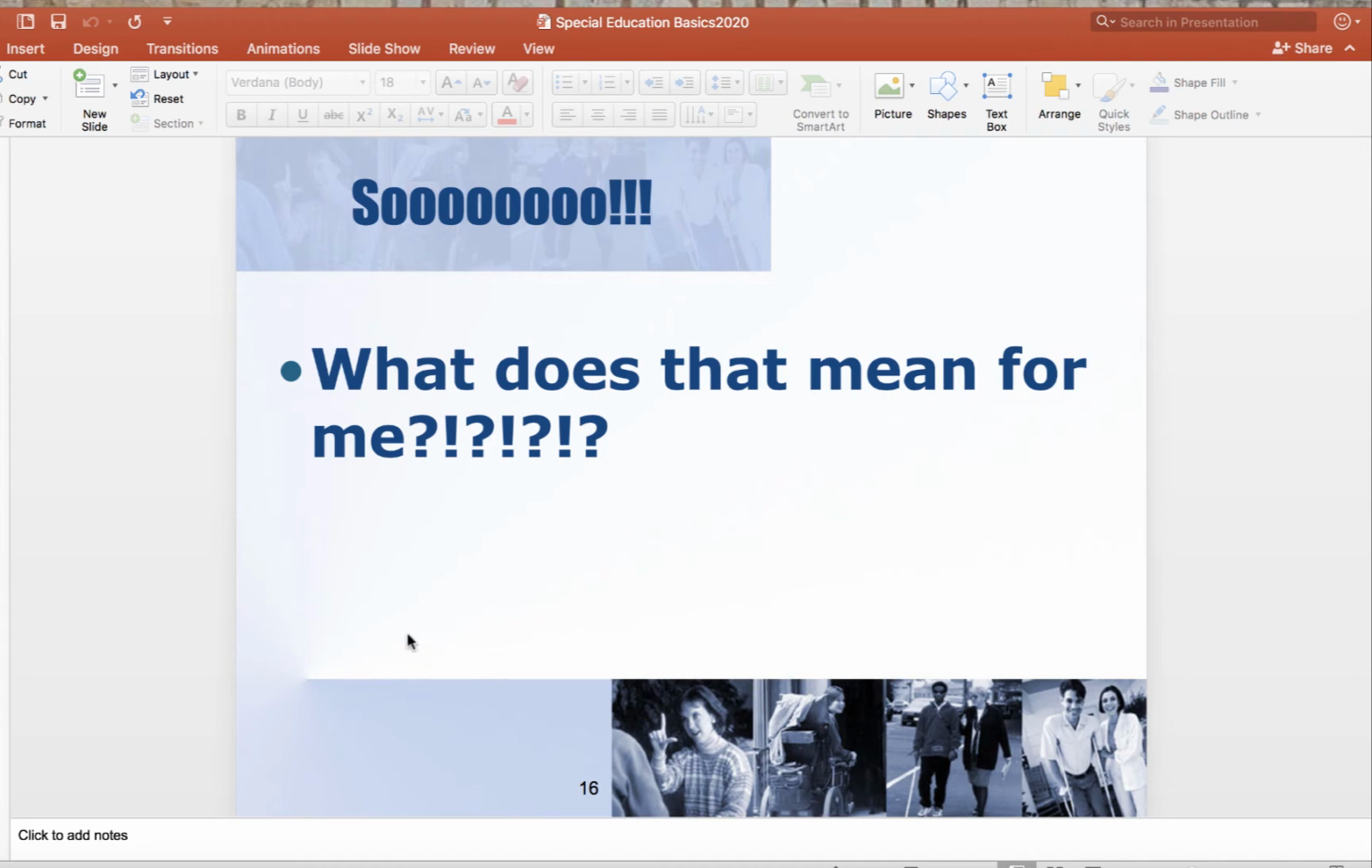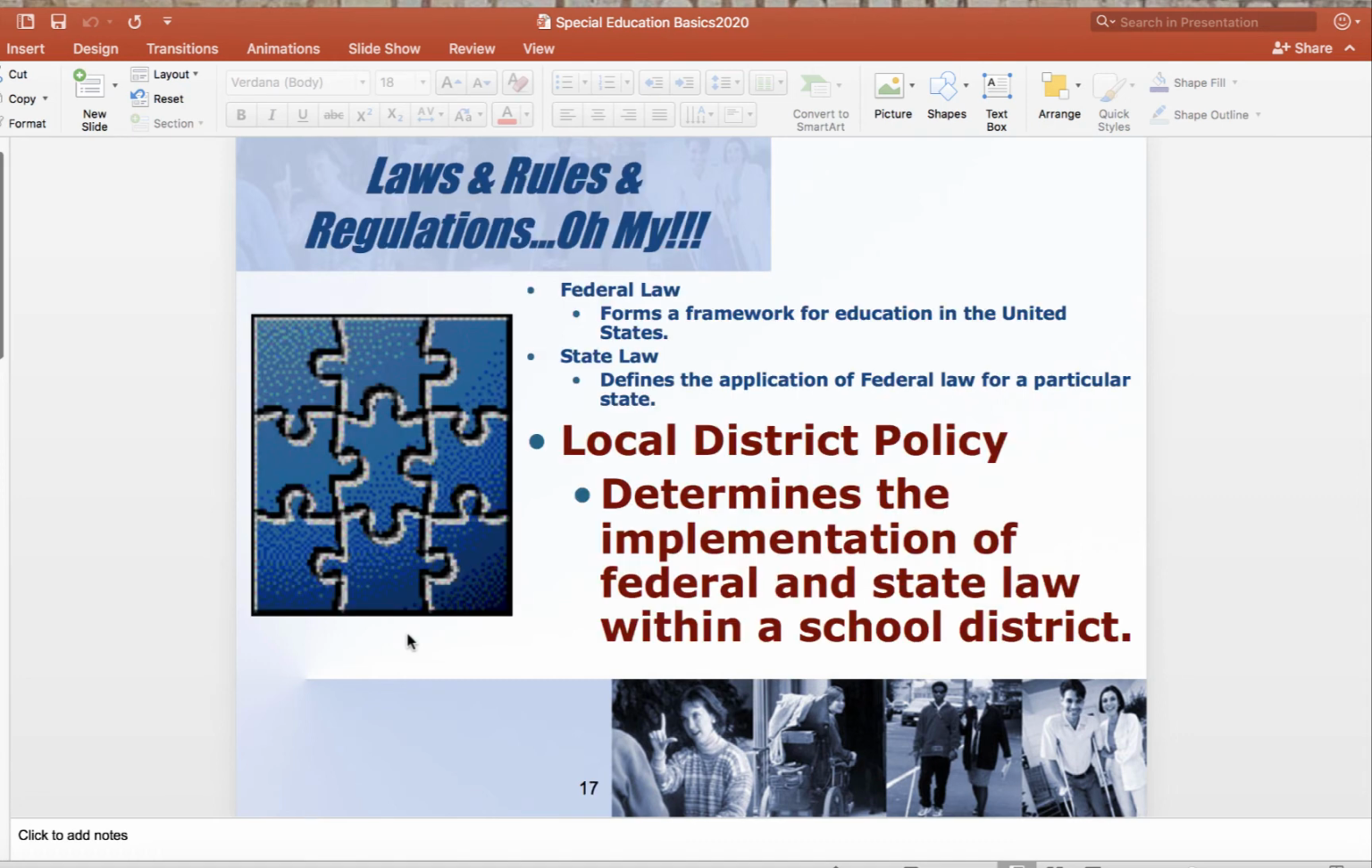So what does that mean for you as an educator, a diagnostician, a dyslexia specialist, whatever your role is in education? Let's take a look at those pieces. This is where local district policy determines how things are implemented at the local level. So that's where we start looking at those elements.